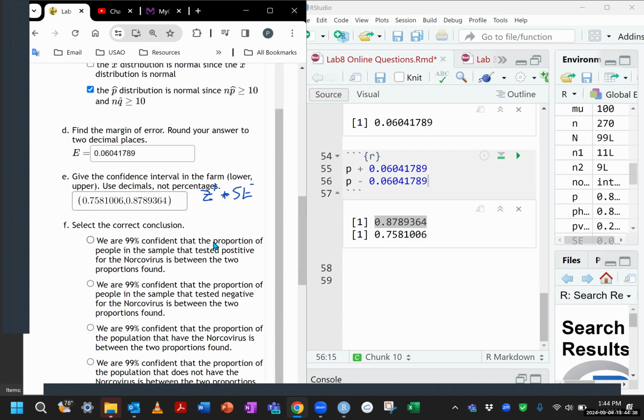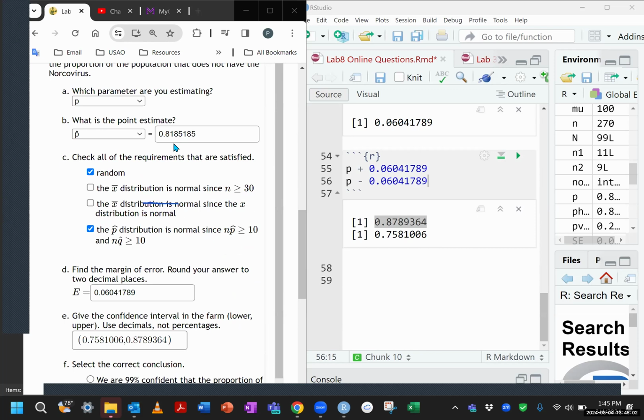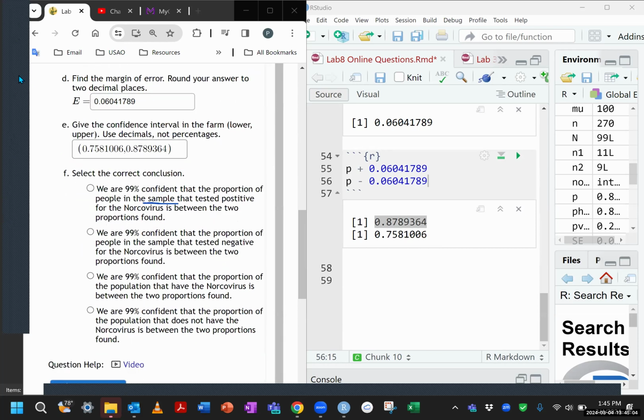So let's see which one of these gives the correct conclusion. We're 99% confident the proportion of the sample tested have the norovirus. Well, we don't need to use a confidence interval for the sample. We know what's going on in the sample. We know exactly, what is it? 81%. So that wouldn't make sense. We're not talking about the sample with our confidence interval. So both these mention the sample. We're actually talking about the population. That's the purpose of constructing our confidence interval.